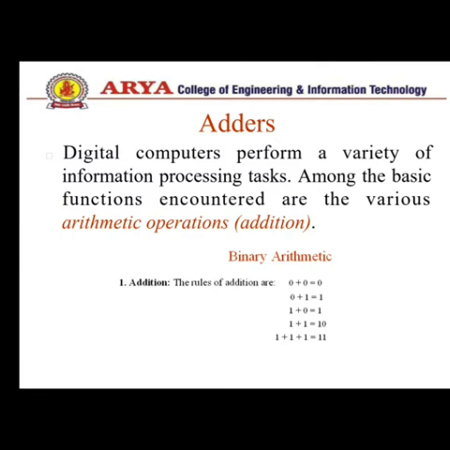We know that the basic rules of binary addition are: when the value is 0 plus 0, the output is 0. When the value is 0 plus 1, the output is 1. When the value is 1 plus 0, the output is 1. When the value is 1 plus 1, the output is 1 0.